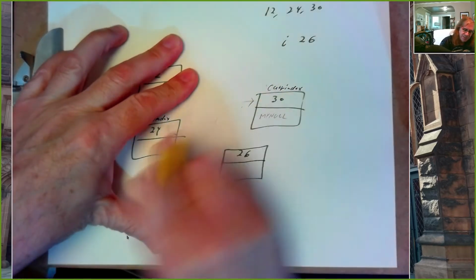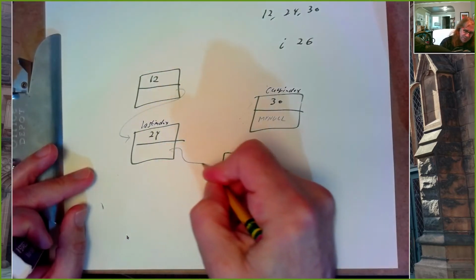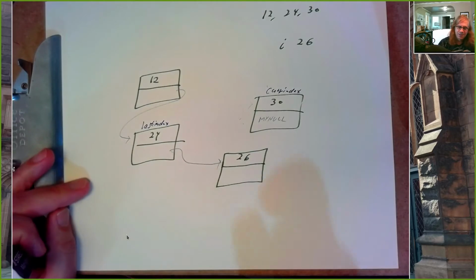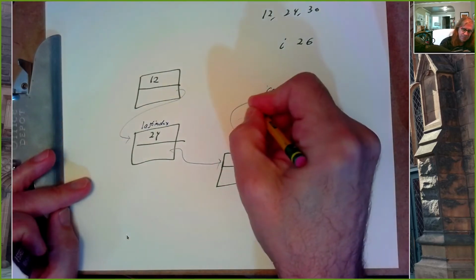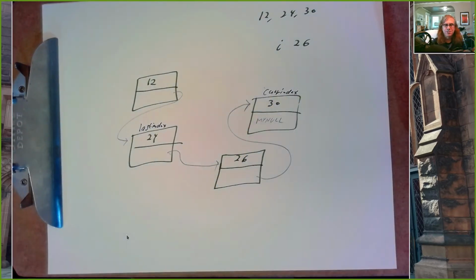Third thing, change your last index to point to your new node. And fourth thing, have your new node point to what I called current index, the first node that was bigger. And that's it, you're done. You've inserted into this list.